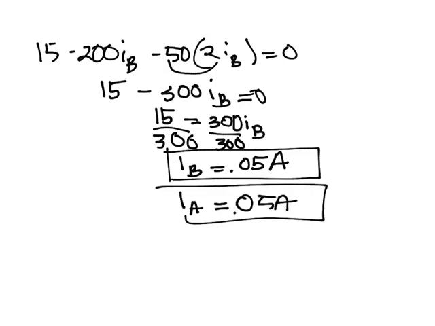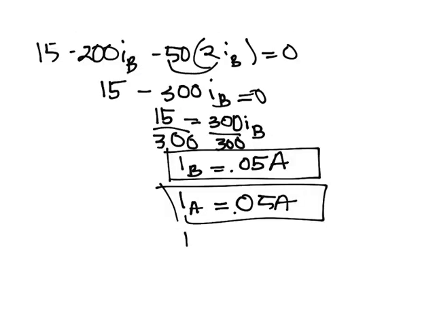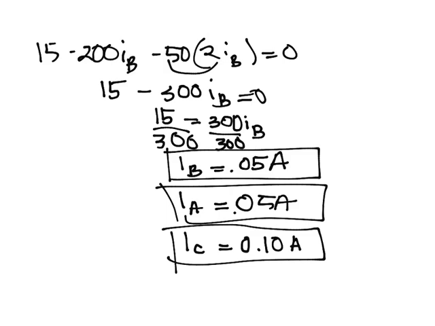And I know that IC is 2 times IB. So I know that IC is equal to 0.10 amps. Okay, just twice as big. Okay, so now I have all my currents.